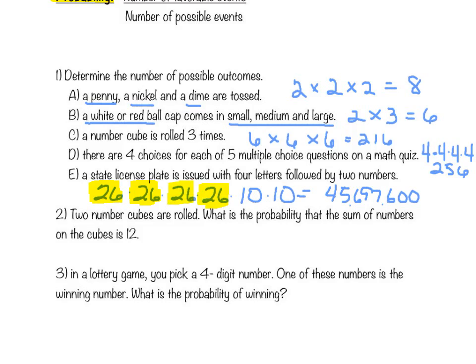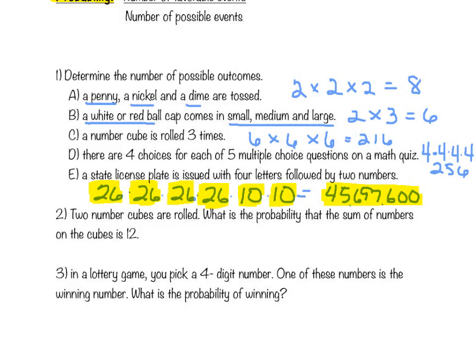Now, how many digits do we have as far as numbers? We have 0 and 1 through 9, so that's 10 for the 5th character and 10 for the 6th character. So when you multiply all of that, you have 45,697,600 possible outcomes. Okay, let's practice finding probability.